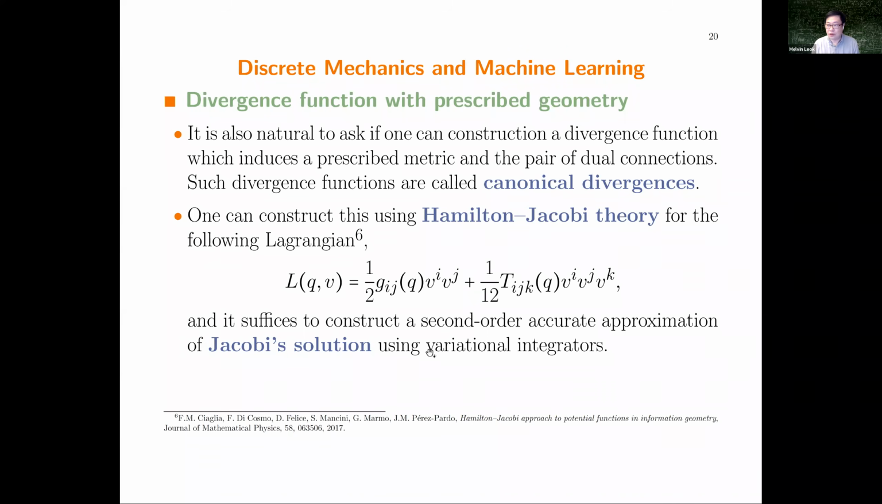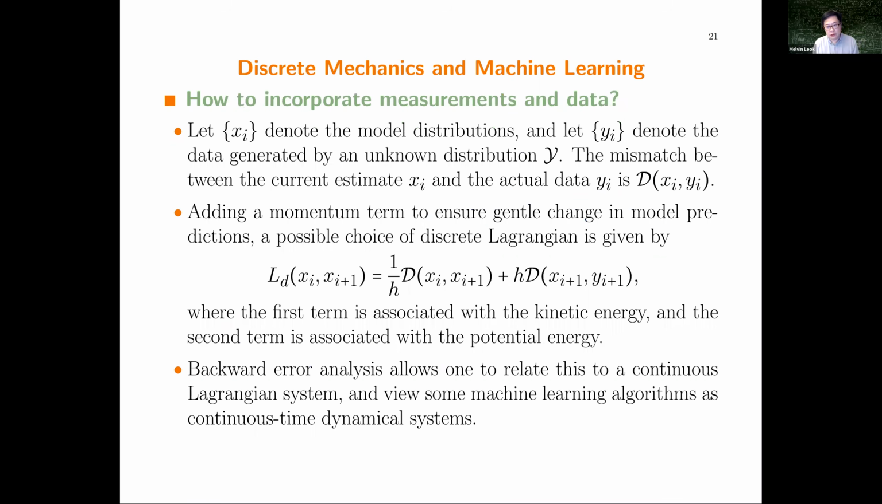But that's exactly the kind of question we ask, right? If you have an exact generating function, how do you systematically construct high order discretizations of this? And so this problem naturally fits into this framework of constructing good discrete Lagrangians, which I talked about. Okay. All right.